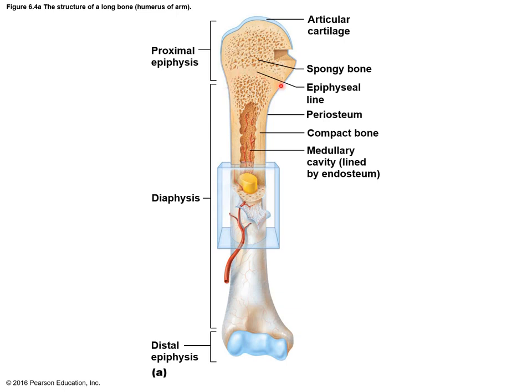Right here is the epiphyseal line. Like I said, this would be the epiphyseal plate in a child. This would be where the growth would be occurring in this direction in a child.